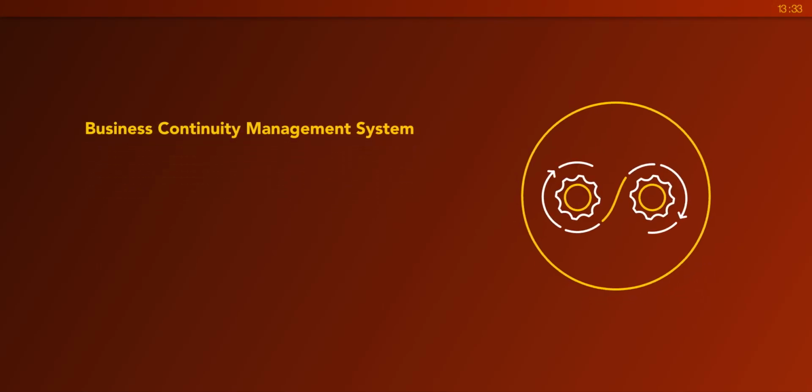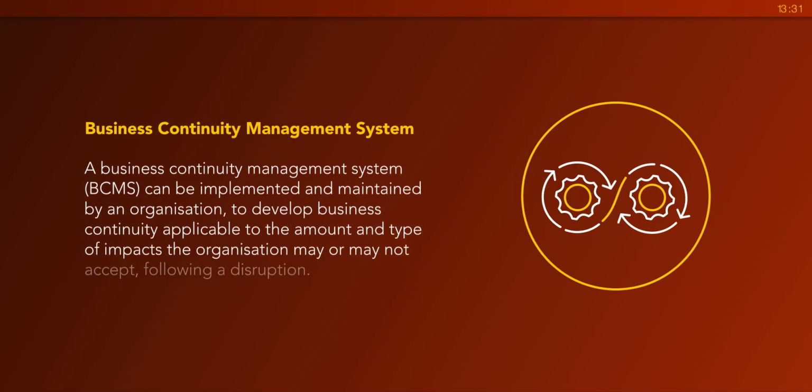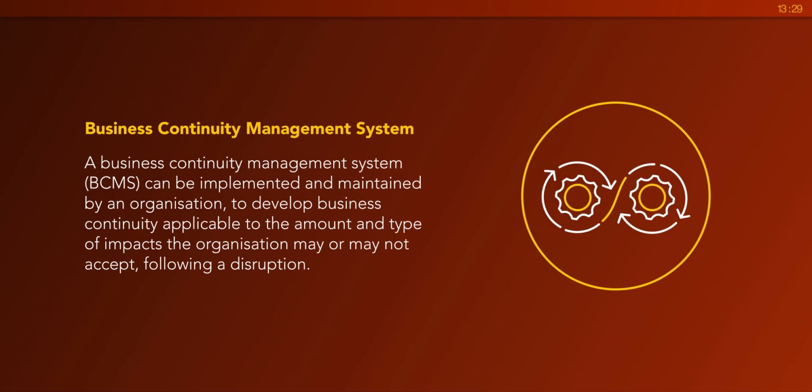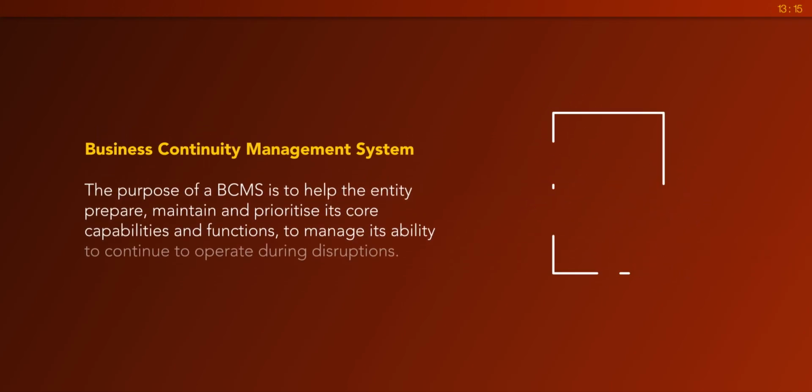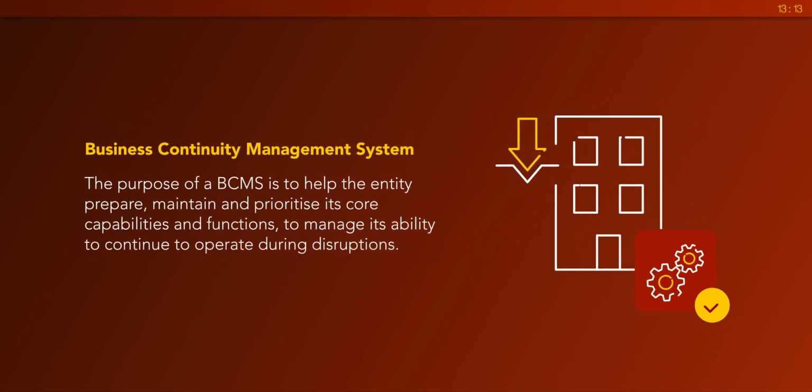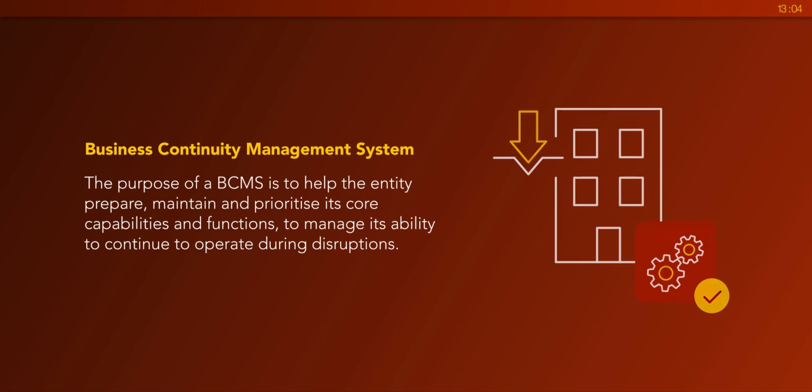Business Continuity Management System. A Business Continuity Management System, or BCMS, can be implemented and maintained by an organization to develop business continuity applicable to the amount and types of impacts the organization may or may not accept following a disruption. The purpose of a BCMS is to help the entity prepare, maintain, and prioritize its core capabilities and functions, to manage its ability to continue to operate during disruptions.